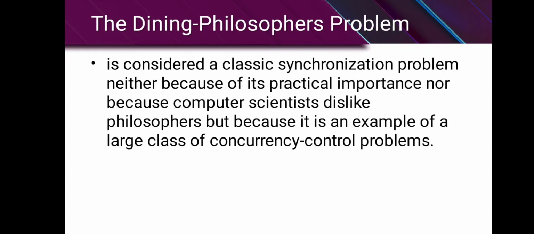The dining philosophers problem is considered a classic synchronization problem neither because of its practical importance nor because computer scientists dislike philosophers, but because it is an example of a large class of concurrency control problems. The dining philosophers problem is like a puzzle in computer science, where philosophers must share resources, like forks, without causing conflicts, presenting a broader challenge in managing concurrent processes.